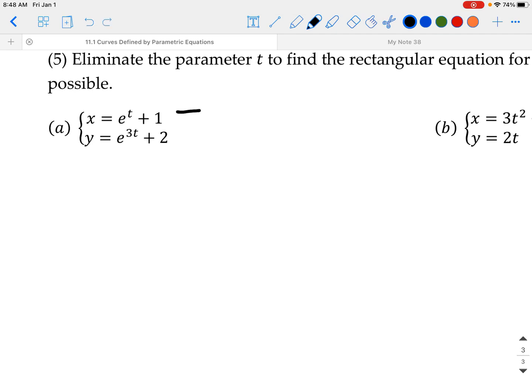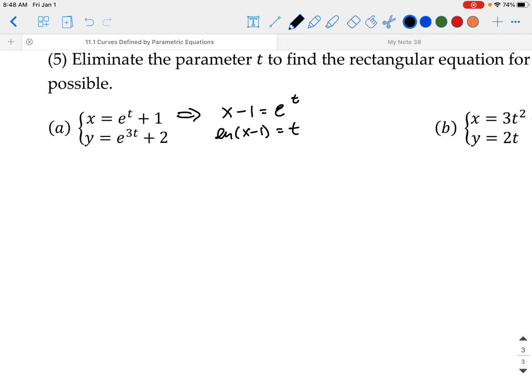So again, our goal is going to be to solve for t. Use a slightly smaller font here. So we know that x minus 1 is equal to e to the t. So then in order to solve for t, I need to use the natural logarithm.